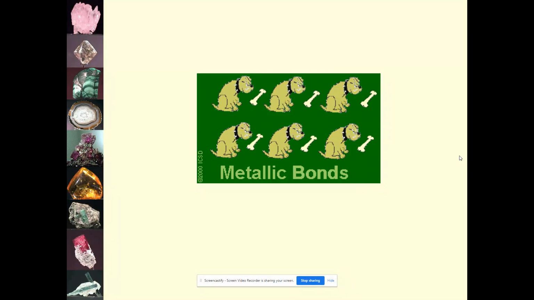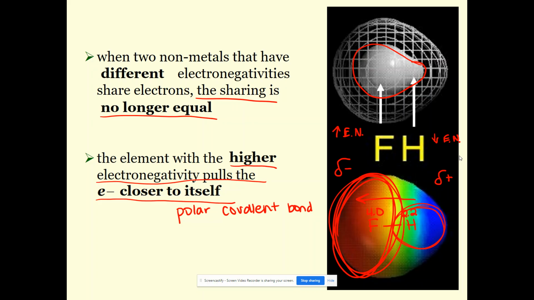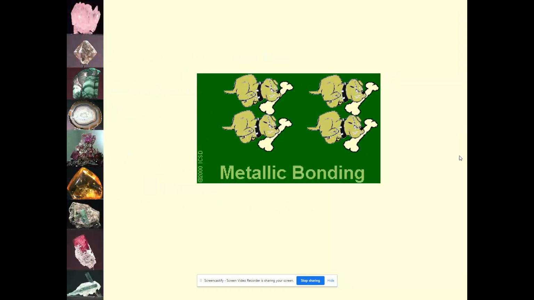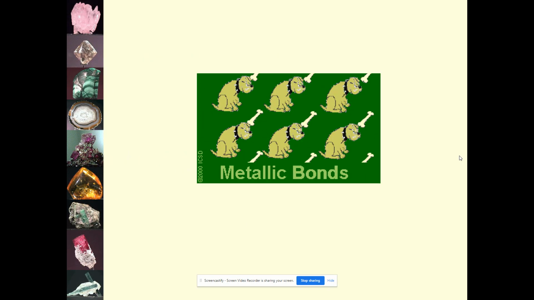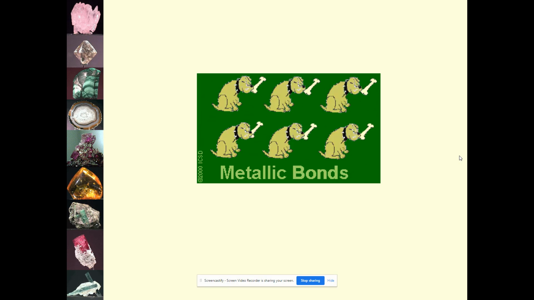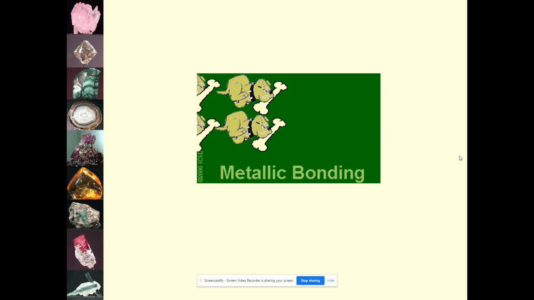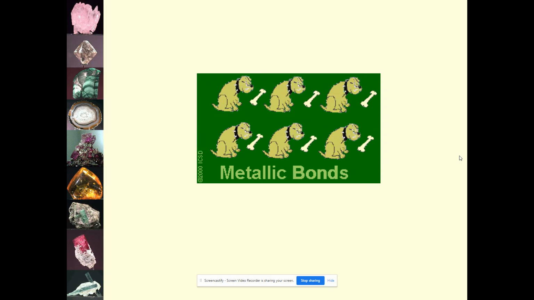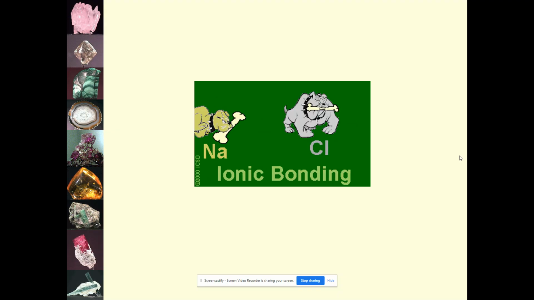So here's a little demonstration. What the demonstration is going to show is dogs trying to share bones, just like atoms sharing electrons. The first one represents metallic bonding. We talked about that in the last lesson. Remember, in metallic bonding, all of the atoms share all of the electrons. So that's what's happening here. All of the dogs, there's 6 of them, are all sharing all of the bones. That's just like metallic bonds. The bones or the electrons are delocalized. They're free to move between all of the metal cations.